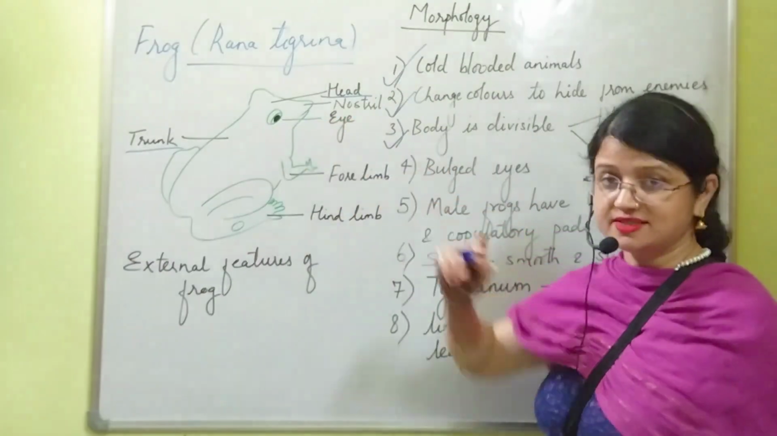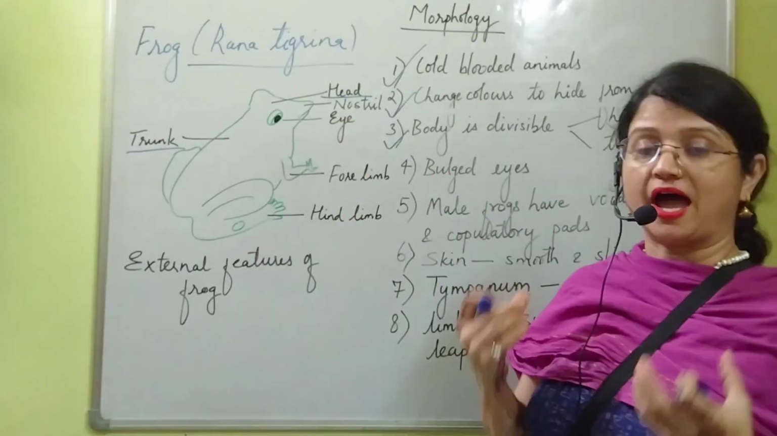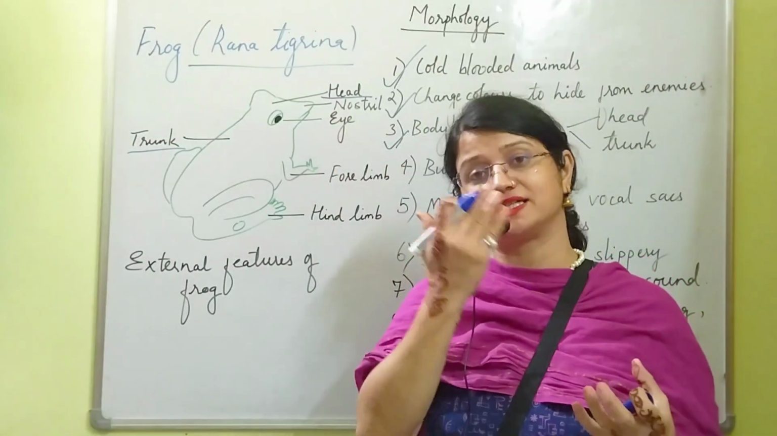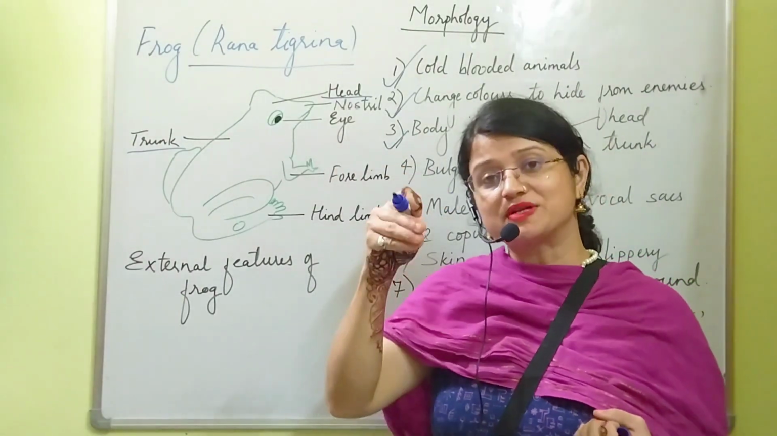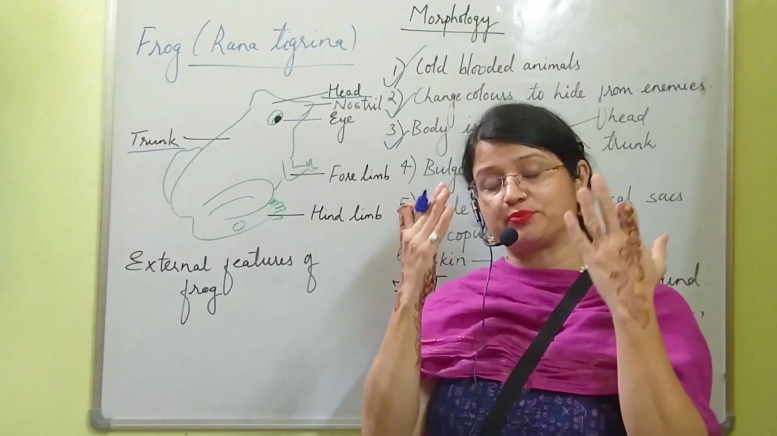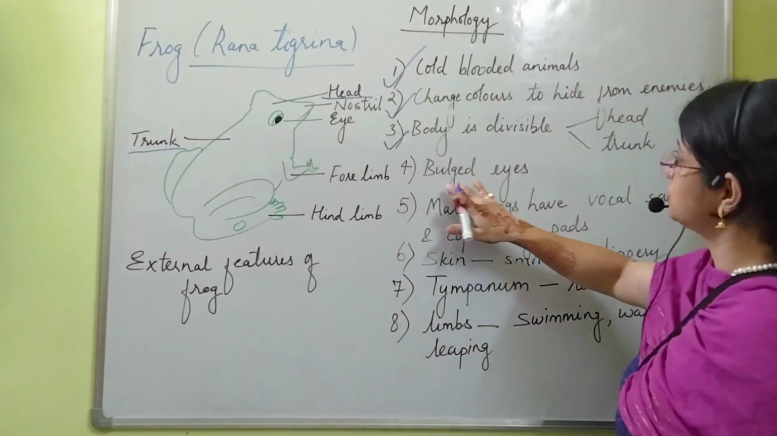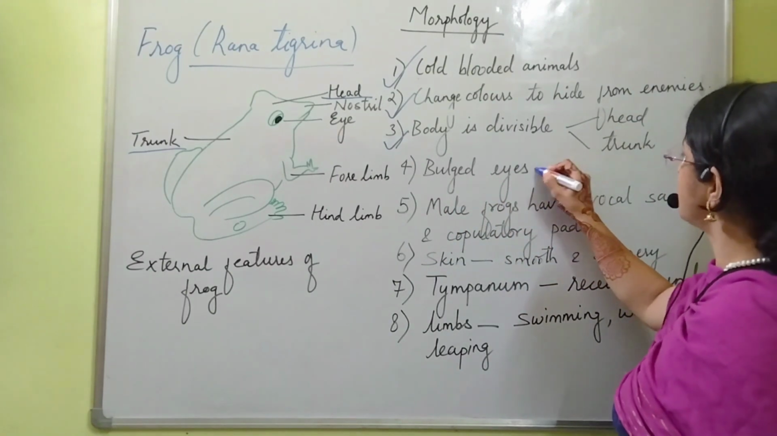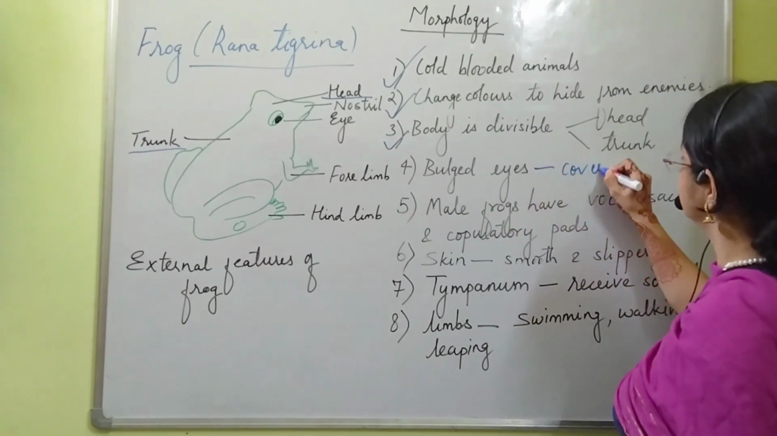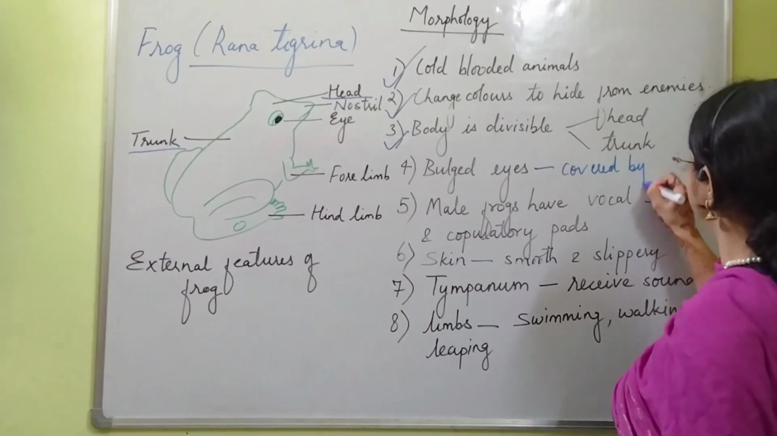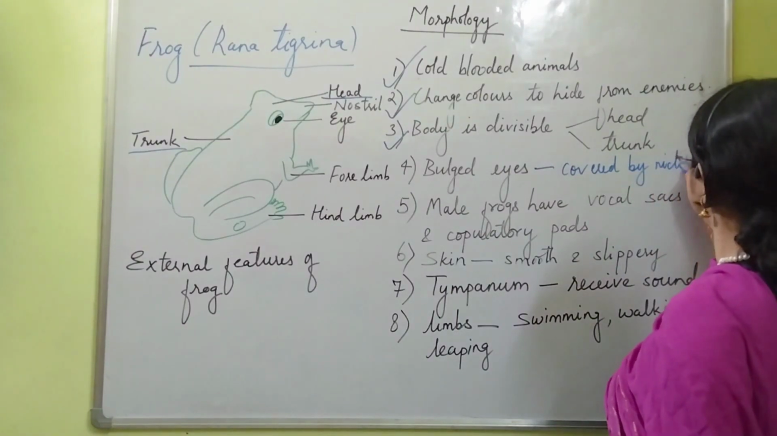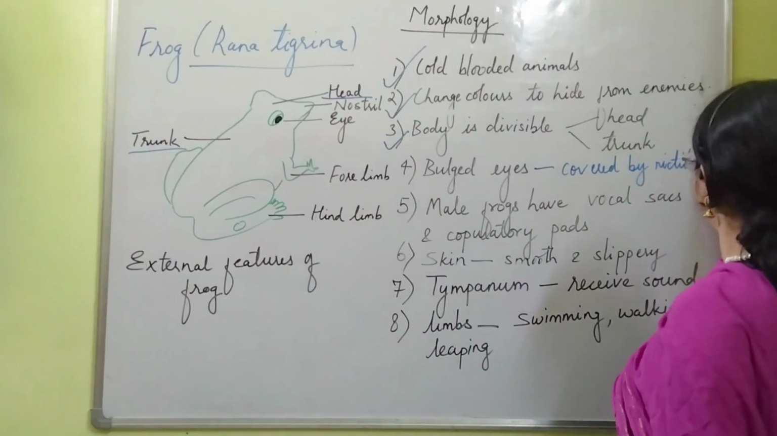Next is the eyes. We can see here eyes, and eyes are bulged and it is covered by nictitating membrane. When it is present in water, the eyes are protected or it is covered by the nictitating membrane. So they have bulged eyes which are covered by nictitating membrane.